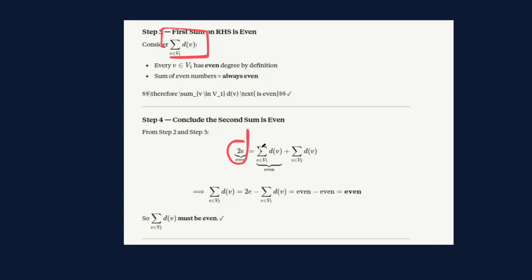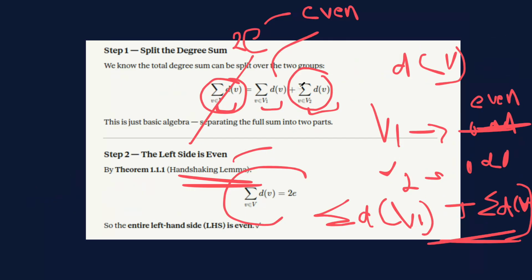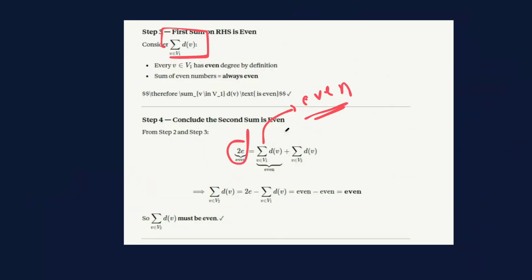And the sum of the degrees of the even-degree vertices is also even. This is something we know, right? If I add even numbers together, I get an even number itself. So this will be even.